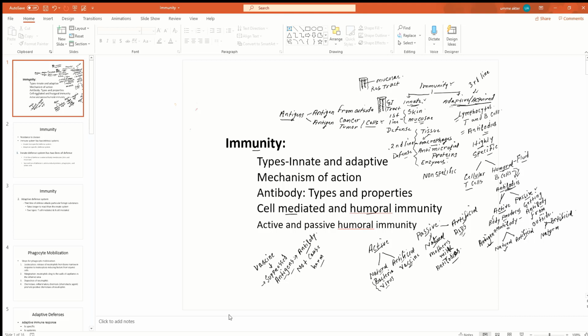Then adaptive could be cellular and humoral, and humoral could be active and passive, and each type, active and passive, has two divisions, natural and artificial, and I gave you the examples of all those. So that's how we classify the immunity, and knowing this is very helpful.